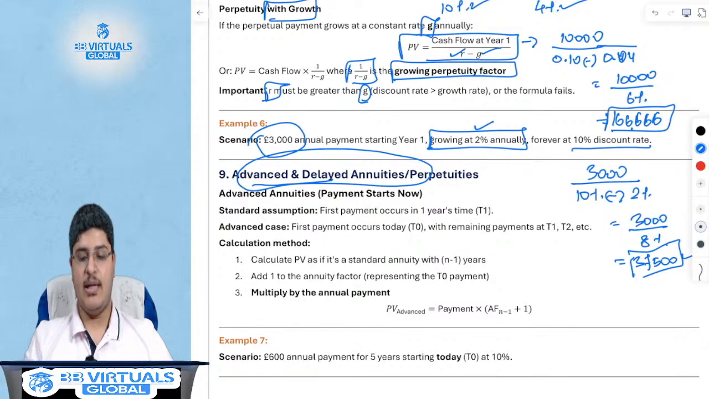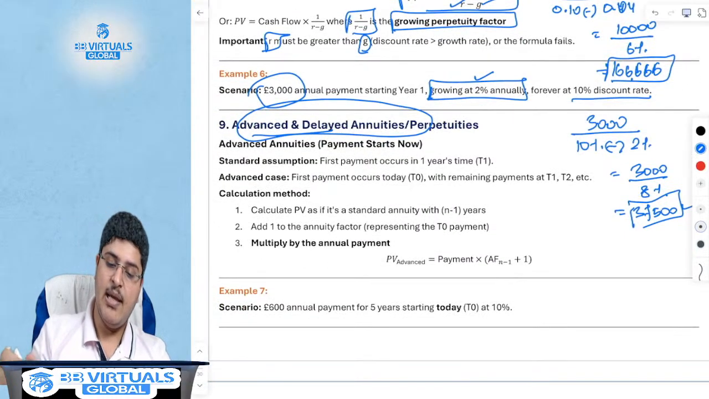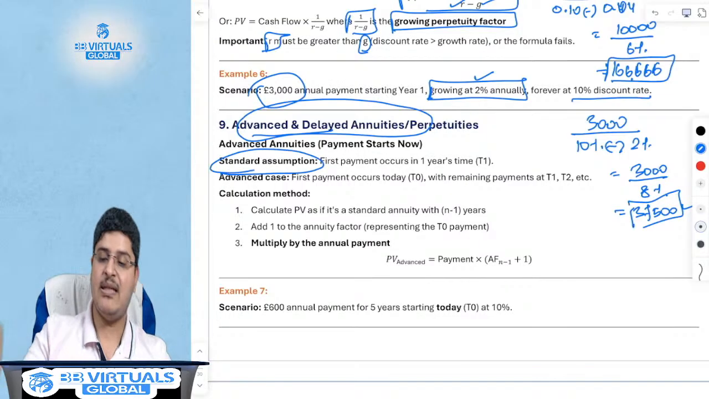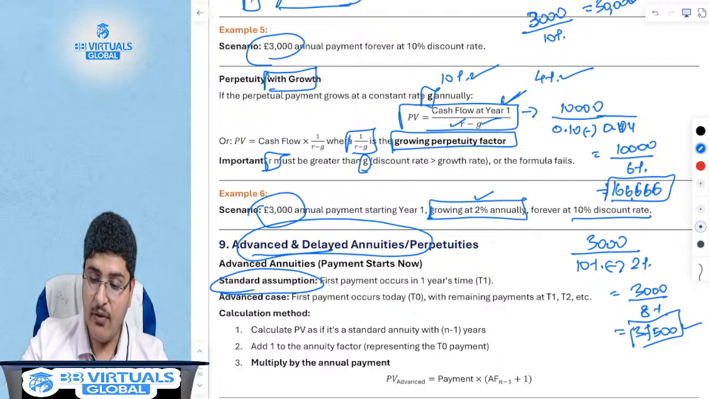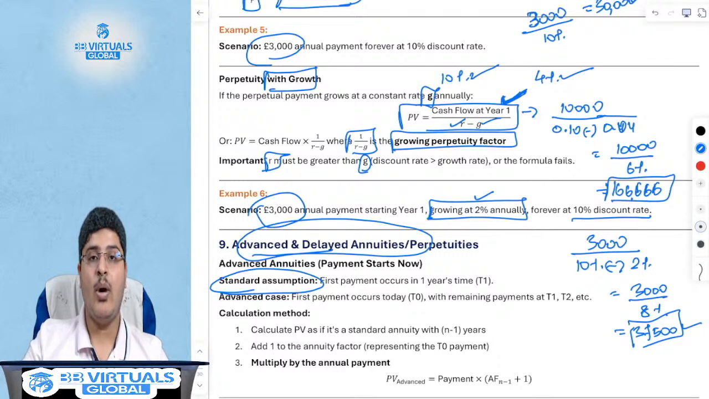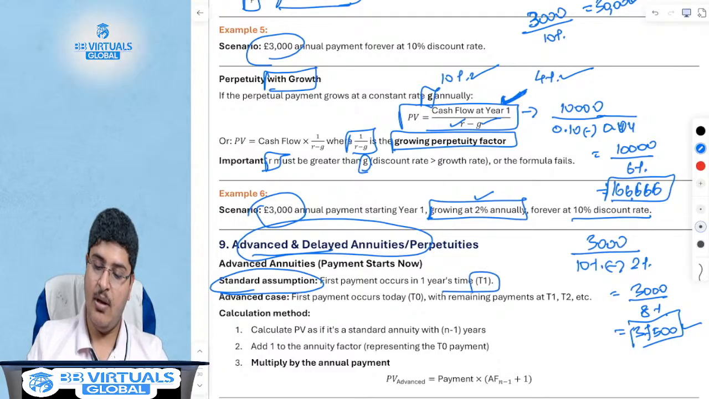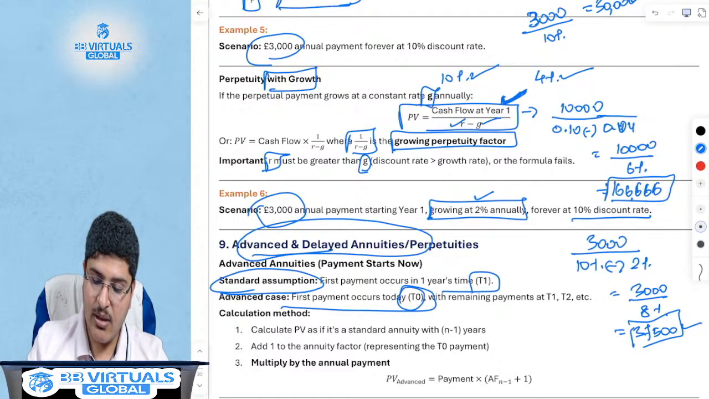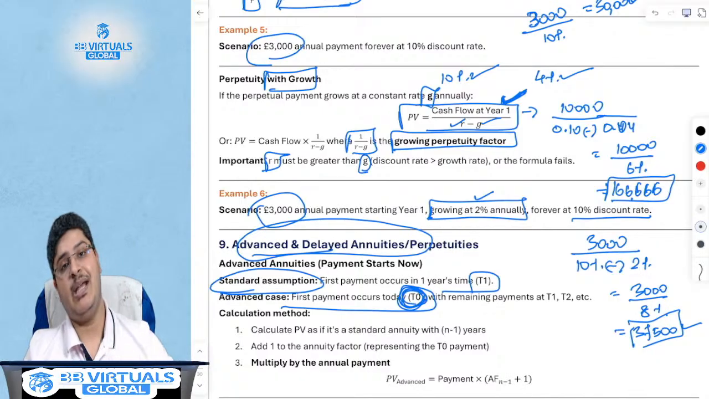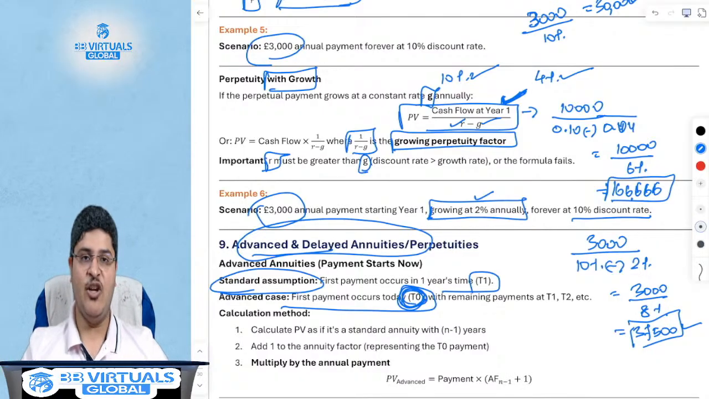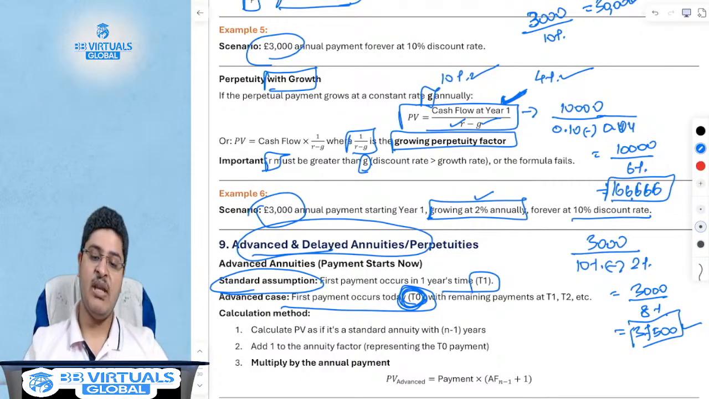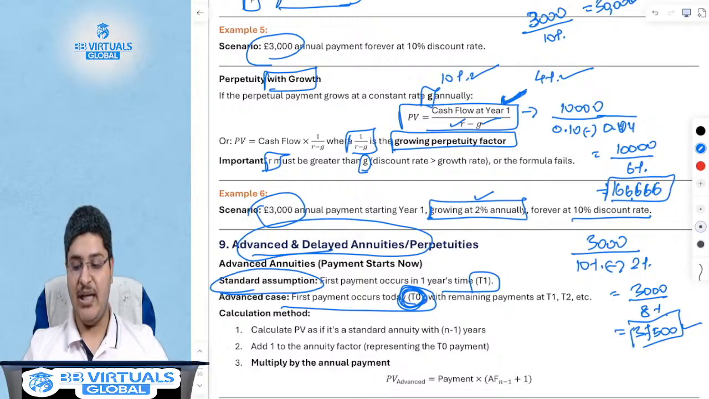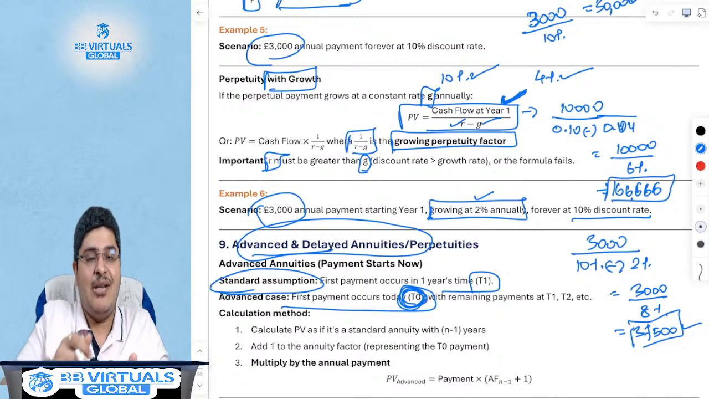What are advanced annuities? Your standard assumption since we started this chapter is that you will receive cash flow at the end of year 1, not today, at the end of year 1, right, which is T1. But what if in a situation there is some advance amount that you are getting today? There is a signing bonus that you are getting of the rent. You are getting an advanced rent every month. In the same example, you're getting an advanced rent every month, then your timelines do not start from T1.